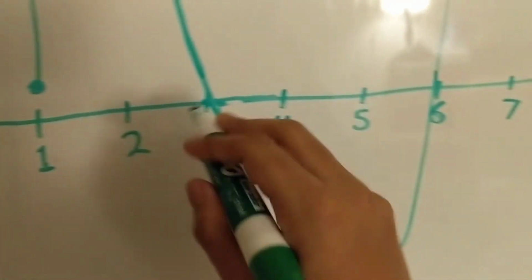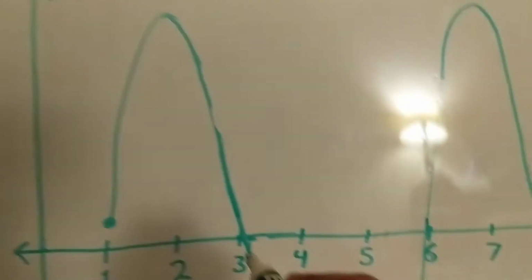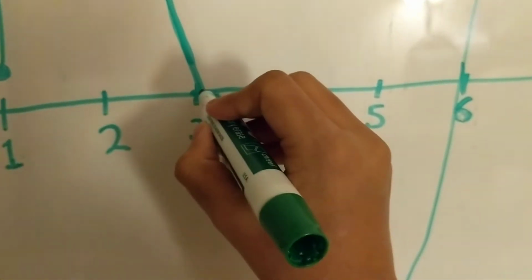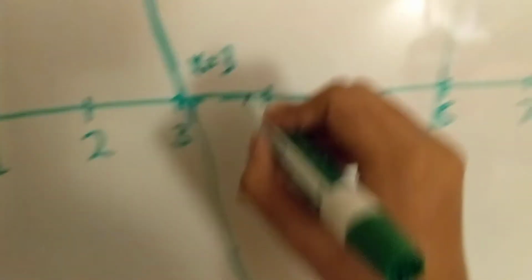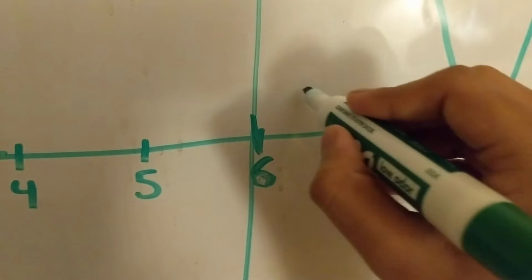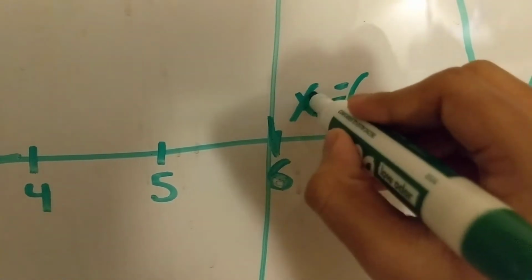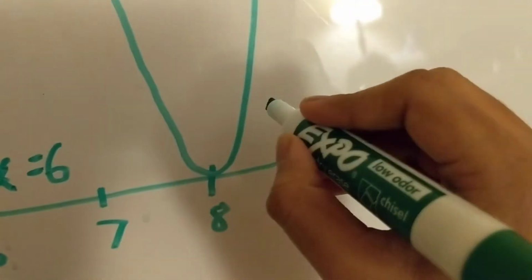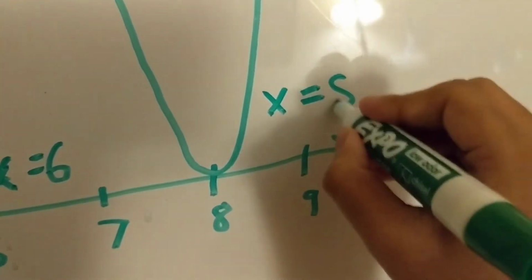So right here, we got one. The derivative right here is at y equals 0. So right here at x equals 3. So I'll just mark that down. X equals 3 is one of them. We also got x equals 6. We also got this one right here. I know this one might be a bit harder to tell. I got x equals 8.